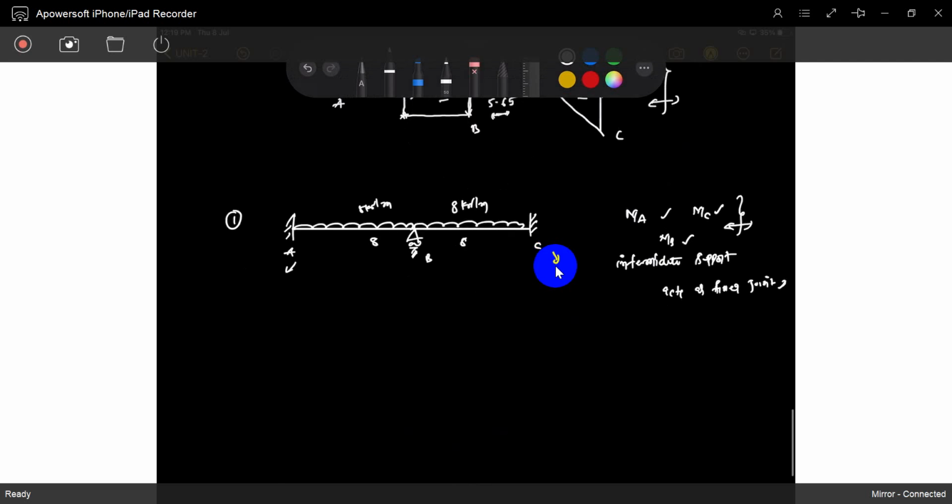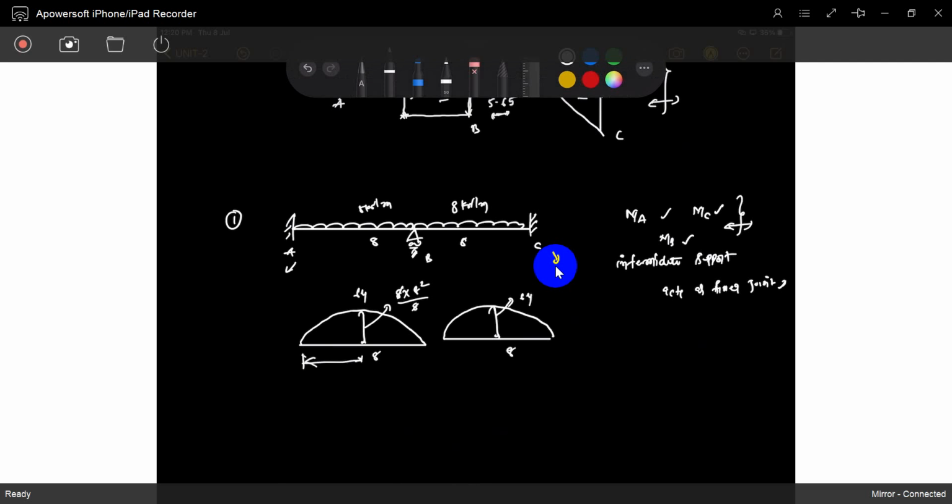So what is that equation? I will directly write it, no problem. That is the 1, that is the 2. What is that value? This value is WL square by 8, which is 64. This is also 64. This is 8, this is 8. The central distance from this location is 4.